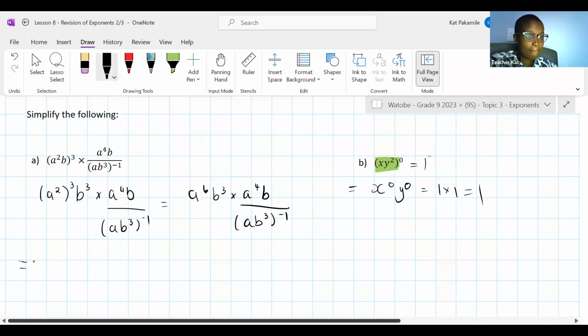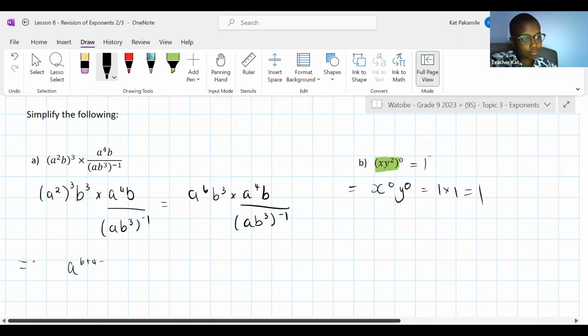And I did the product rule. When you multiply the same base, you add the exponents. I said A to the power of 6 plus 4 plus 1, B to the power of 3 plus 1 plus 6. And I simplified it.